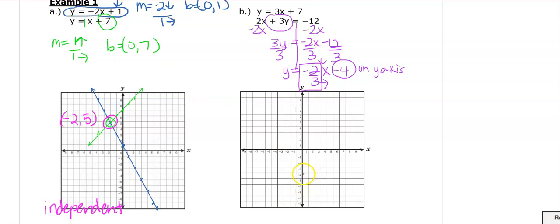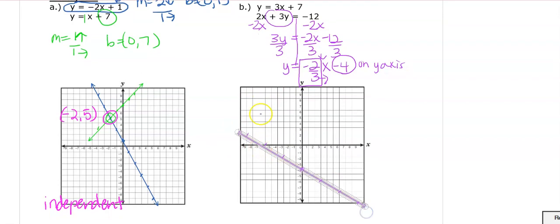So I'm going to start at negative 4. And from there, I'm going to go down 2 over 3. And it doesn't matter which line you graph first. I'm just graphing this one because I just solved it. So I'm going to go 2 over 3, up 2 over 3. Oop, this one's going to be tough because clearly it's kind of messing up. And I'm going to draw my line.